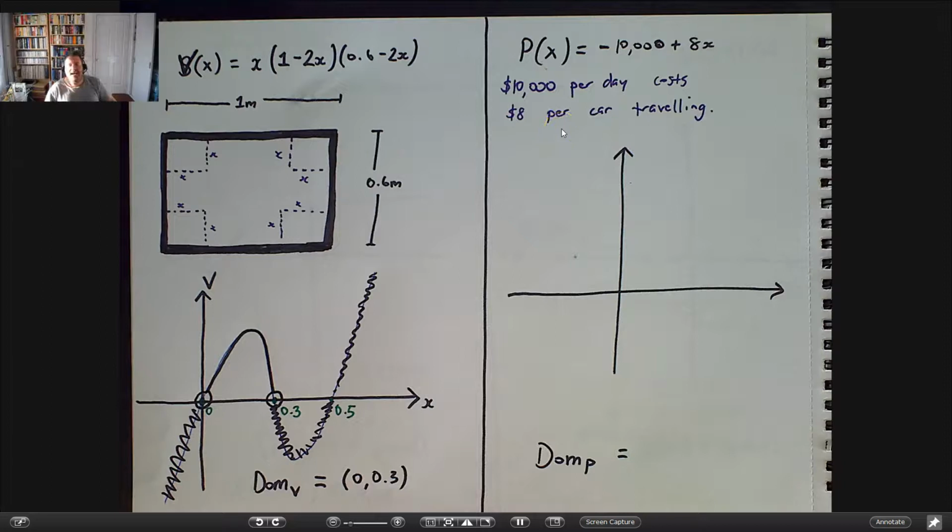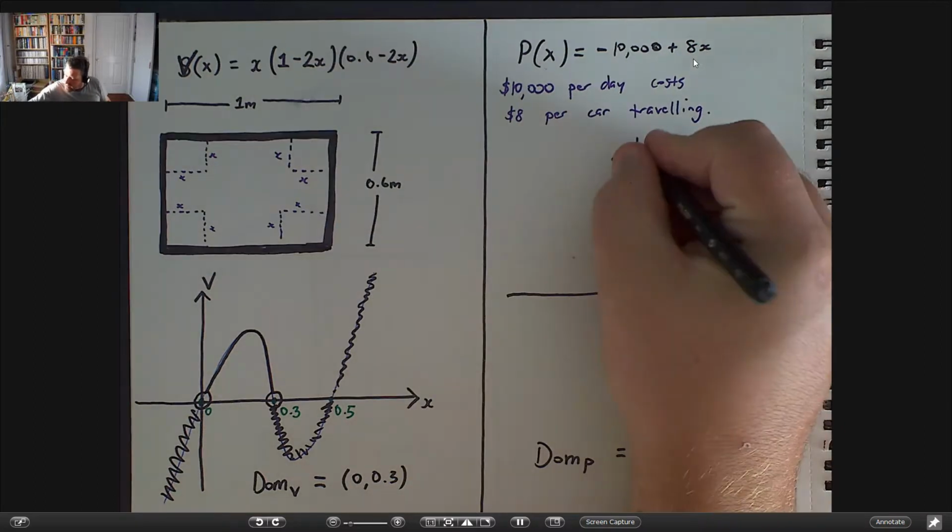So let's say CityLink makes a certain amount of profit per day, and let's say that they have to pay $10,000 to all their staff and in road maintenance and all these sorts of things per day, and they make $8 for every car that travels on the road. And so we can write down, okay, well their profit is going to be negative 10,000 plus 8x, and so we got on this axis here we got profit.